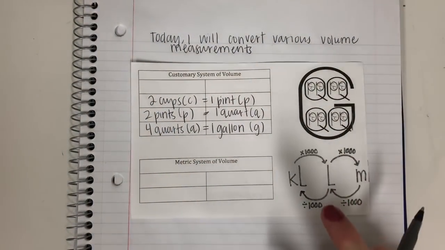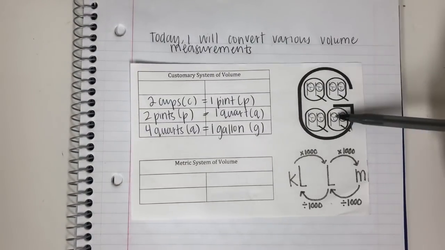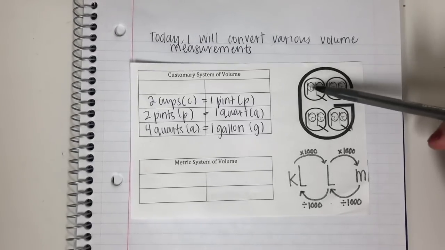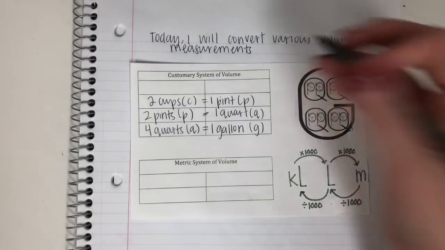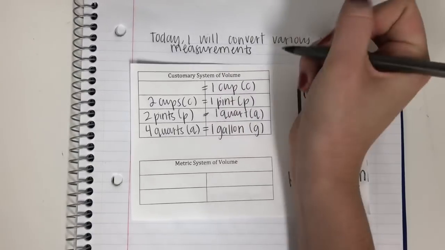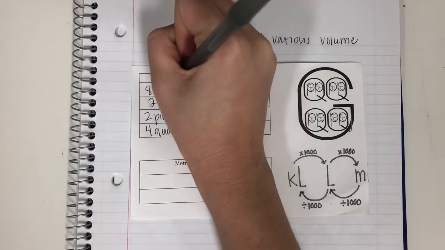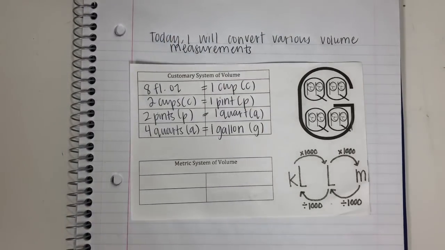Okay, so that's kind of how that picture looks. In 1 gallon, we have 4 quarts. In 1 quart, we have 2 pints. In 1 pint, we have 2 cups. And then the last one that we have is in 1 cup, we have 8 fluid ounces. So we've seen ounces before, but when we're using liquids, we call them fluid ounces.